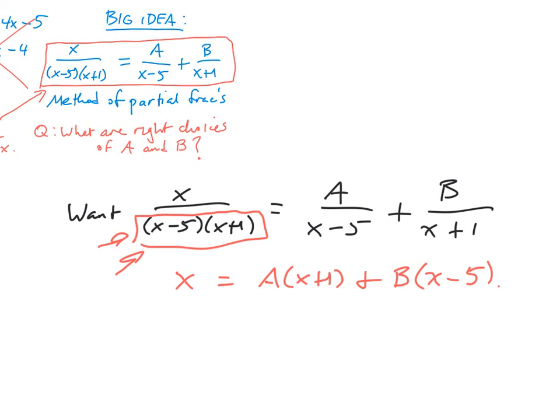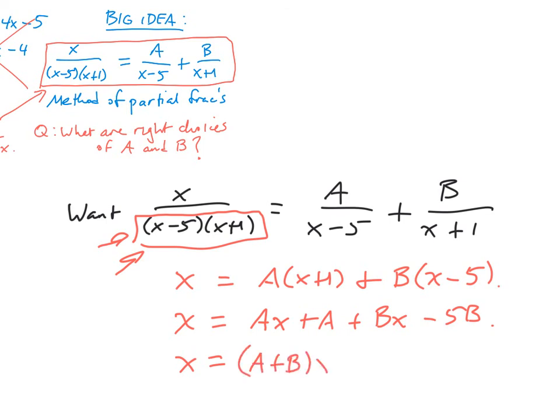Okay, now remember, we want this statement to be true as a statement about polynomial functions. In other words, we want these to be exactly the same polynomial function. So in other words, we want x to be equal to ax plus a plus bx minus 5b. So we want x to be equal to (a plus b) times x, so I'm just gathering up these linear terms here, plus a minus 5b. We want these to be exactly the same function of x.